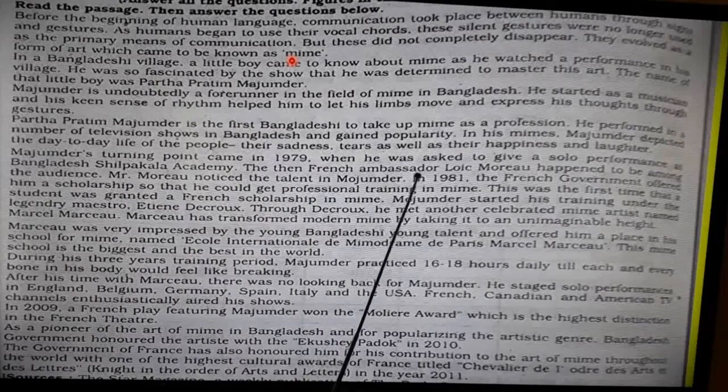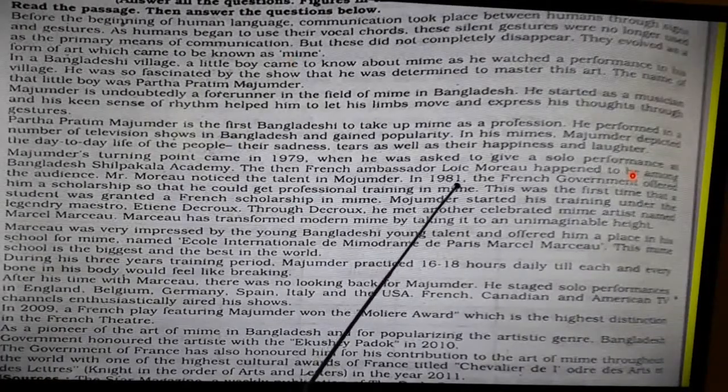The then French ambassador Louis Morio happened to be among the audience. That is more important. So in that show, the French ambassador was there. Mr. Morio. In 1981, the French government offered him a scholarship so that he could get professional training in mime. So we remember, as there was a French ambassador and he noticed the talent of Mojumdar, and then the French government worked to get him professional training in France.